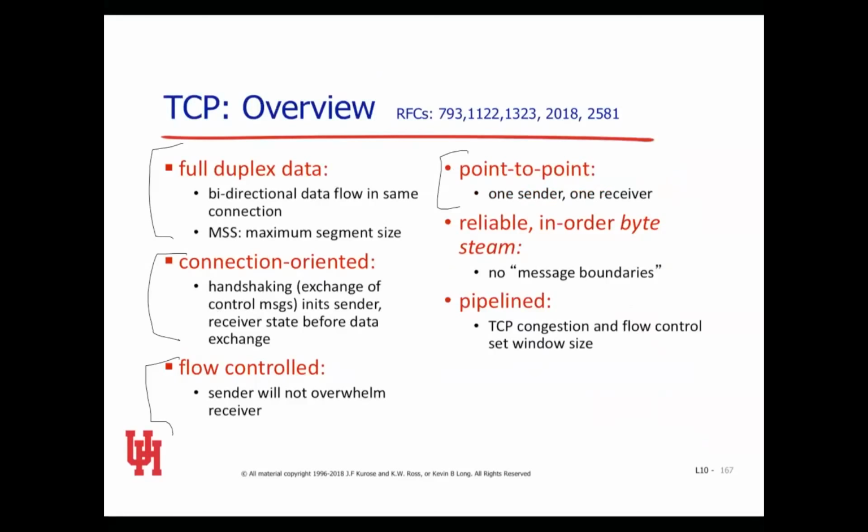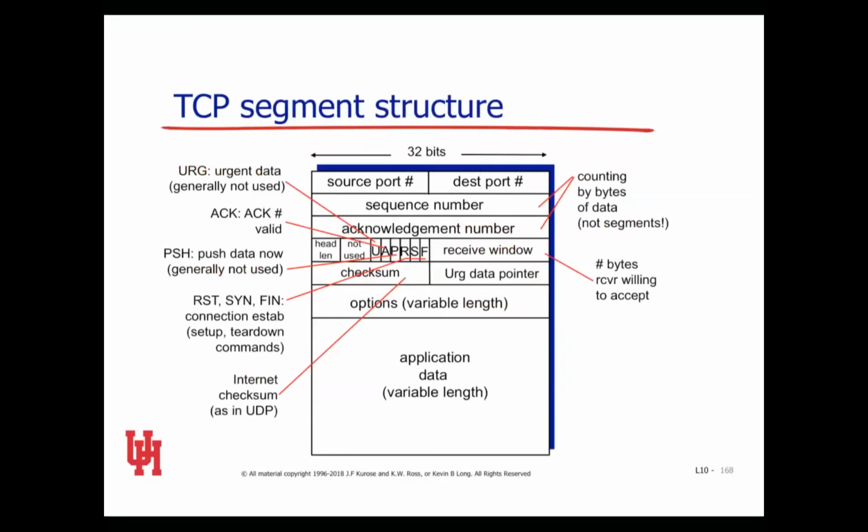And we want this to be considered an infinite stream of bytes, a reliable in-order byte stream. We want it to provide the illusion of no message boundaries. And we need it to be pipelined like that United States map we saw a minute ago. So we're going to have to worry about some congestion as well.